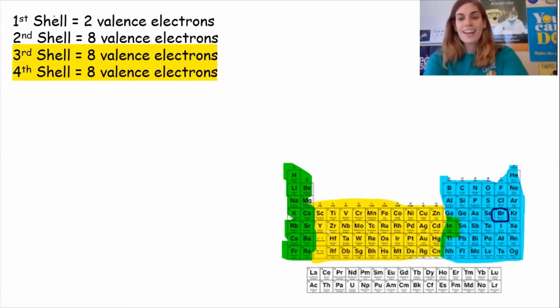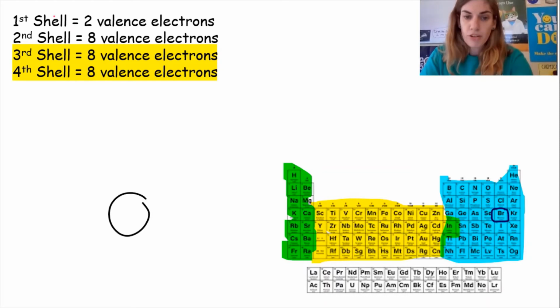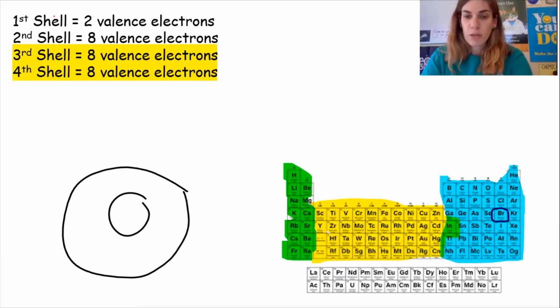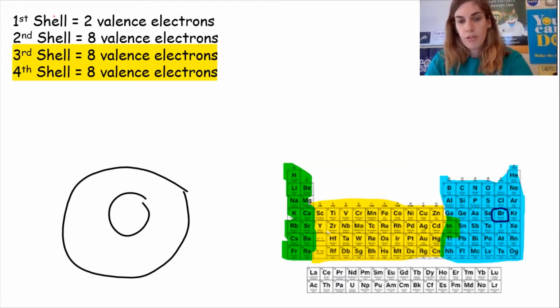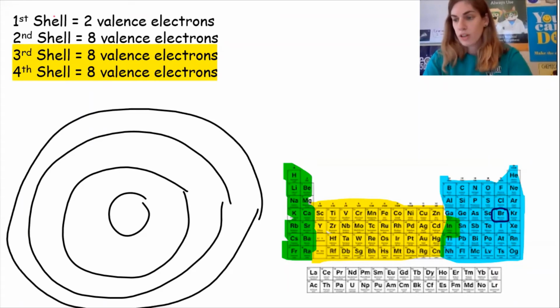So I'm going to go ahead and start by doing bromine. I'm going to draw my circles for my Bohr model. I've got my first shell, my second shell. I know that I'm going to draw 4 shells because bromine is in the first, second, third, fourth row, which means that there are going to be 4 shells used total. 3 and 4.